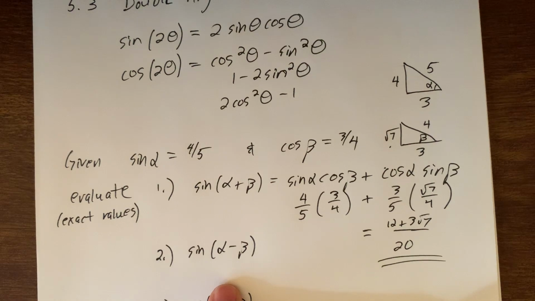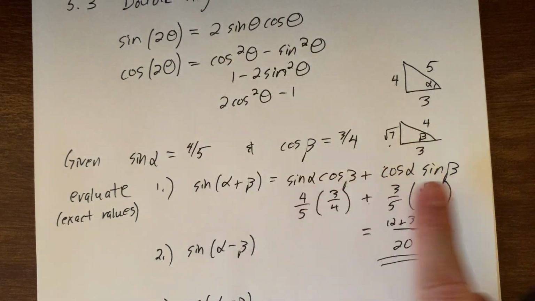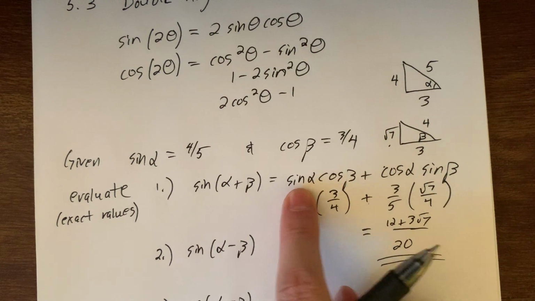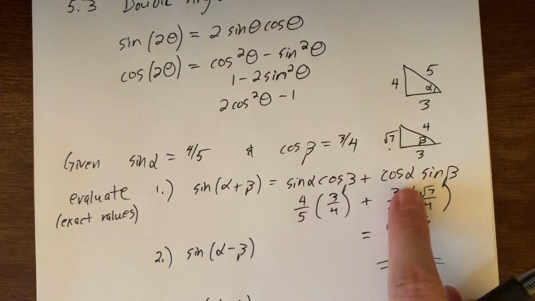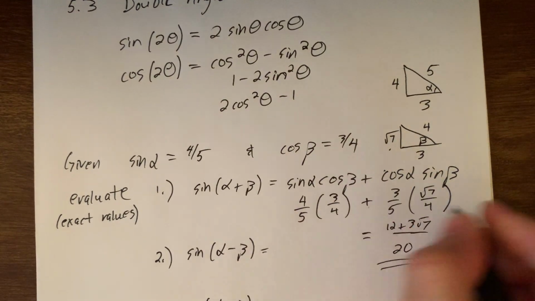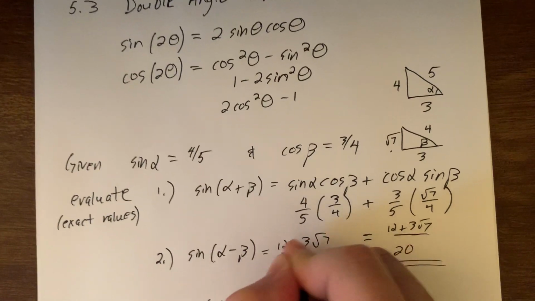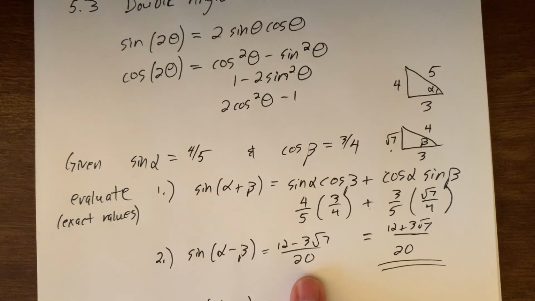The only difference in number 2 is that this will become a minus. So you do the exact same thing. You'd have sine alpha cosine beta minus cosine alpha sine beta. You'll end up with all the same work, but this will be a minus. So you'll get 12 minus 3 radical 7 over 20.